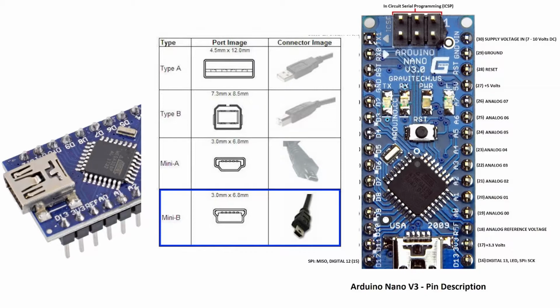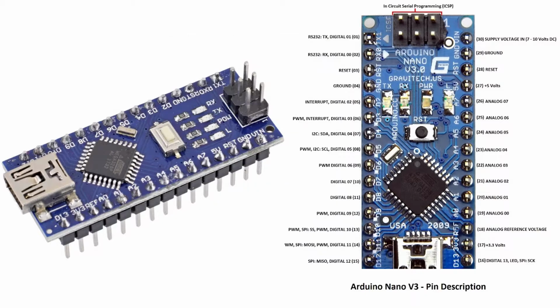There's also the serial programming port at the top, and as you can see from the diagram we have the majority of the digital pins on one side, and then you have the analog on the other side, along with some 5 volt and 3.3 pins as well. We've got a reset button in the middle, and yeah, it's pretty straightforward.